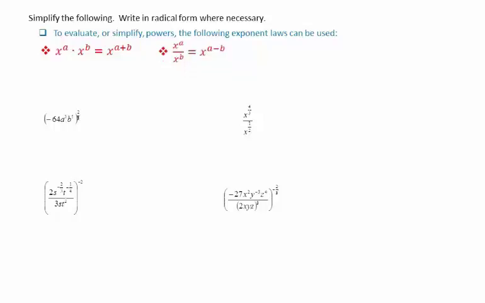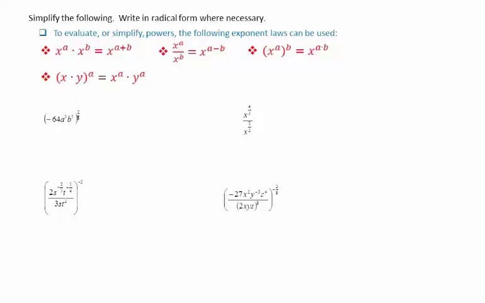X to the a divided by x to the b equals x to the a minus b. Dividing powers of the same base, subtract the exponents. X to the a raised to the b equals x to the a times b. One power raised to another power, simply multiply the exponents.